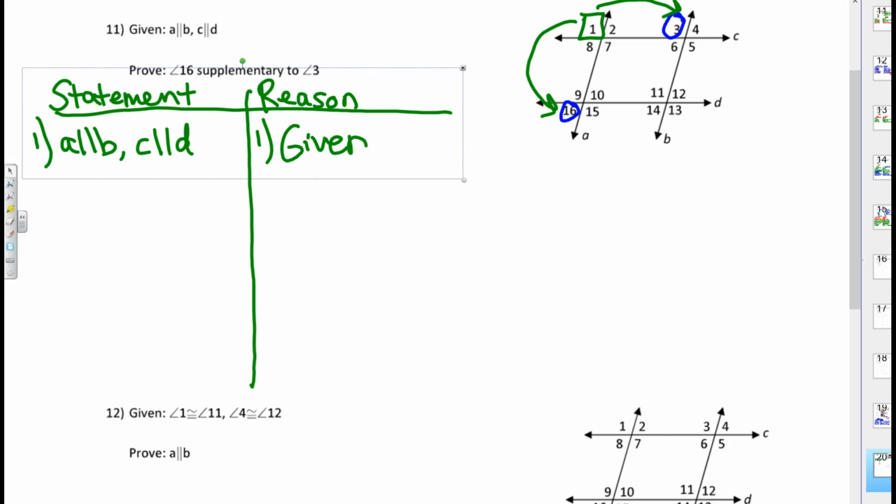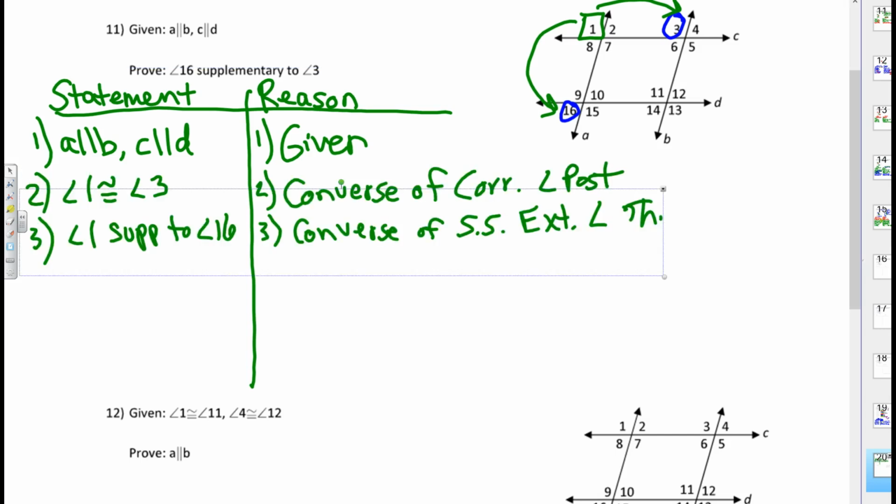Now for my next 2 steps, I'm going to talk about how angle 1 relates to both angle 3 and angle 16. Well, angle 1 is congruent to angle 3 by the converse of the corresponding angles postulate, and angle 1 is supplementary to angle 16 by the converse of the same side exterior angle theorem. So that's how our helper angle is related to both.